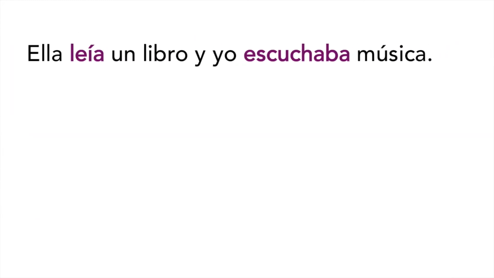Ella leía un libro y yo escuchaba música. She was reading a book, and I was listening to music. In this sentence, we've got two ongoing actions in the past, so we use the imperfect.